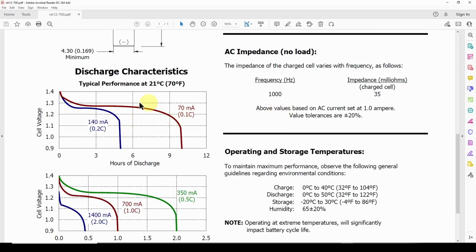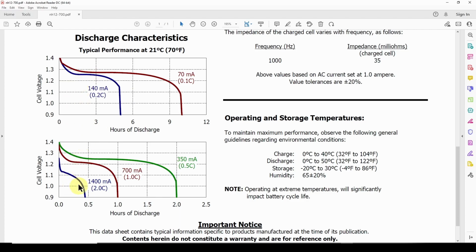And you can see here that it has what's called a discharge characteristic with typical performance at 21 degrees C. In these two charts, there are 1, 2, 3, 4, 5 different discharge rates, and it tells you the voltage of that battery over time. Here's 3 hours, 6 hours, 9 hours. With a different load current, it will tell you the voltage versus time. So here I've only got 70 milliamps instead of 700 milliamps.